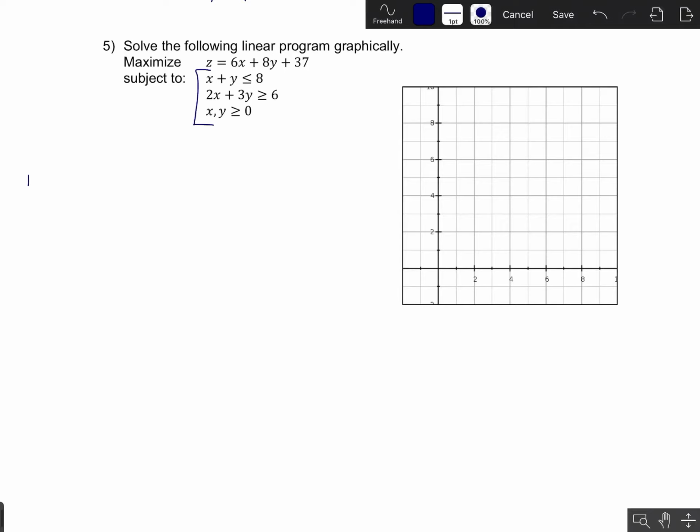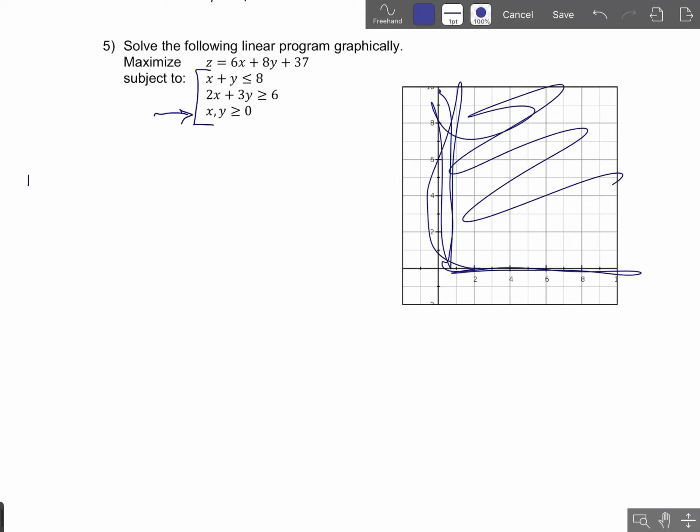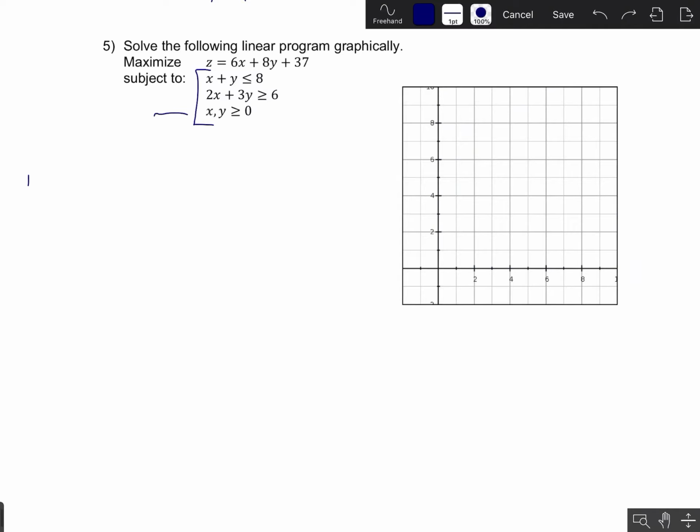Notice that all of these are non-strict inequalities, so the boundary lines belong in the solution set. And notice that these last inequalities just say that x and y need to both be positive. That just means that we have to live in this first quadrant. So we're happy with anything that lives in the first quadrant over here. So you can basically ignore that bottom constraint for now and focus just on the constraints x plus y needs to be less than or equal to 8 and 2x plus 3y needs to be bigger than or equal to 6.